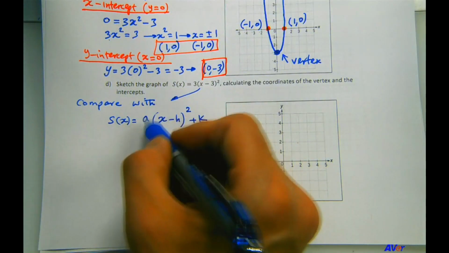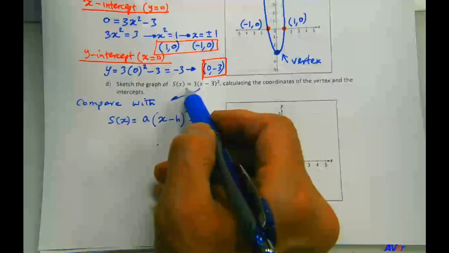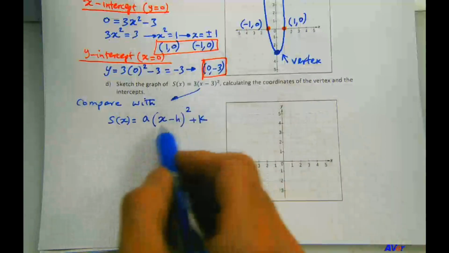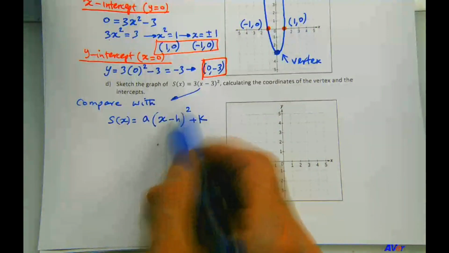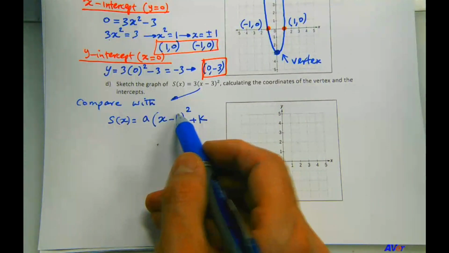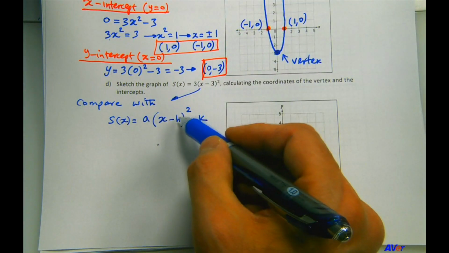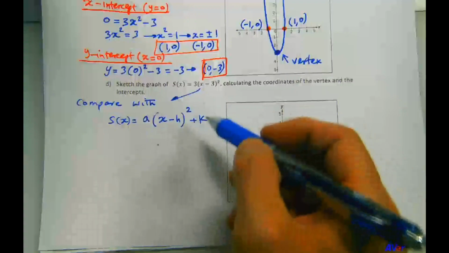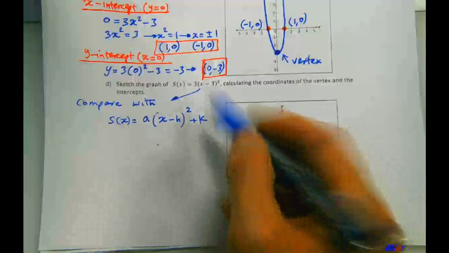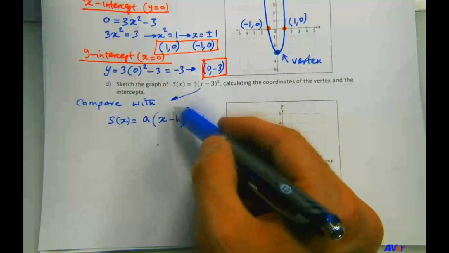Right? This A, which is 3 in this case, again stretches the graph of the quadratic function vertically. So it'll make it sharper and narrower. It'll stretch it up along the y-axis, just like we did with the previous example. That number A does that.